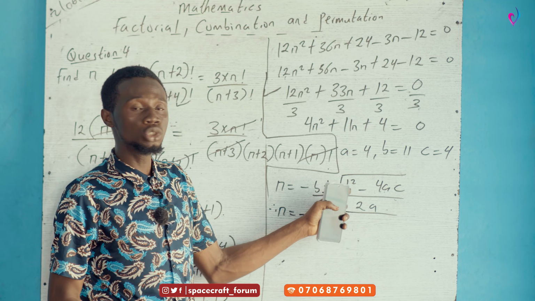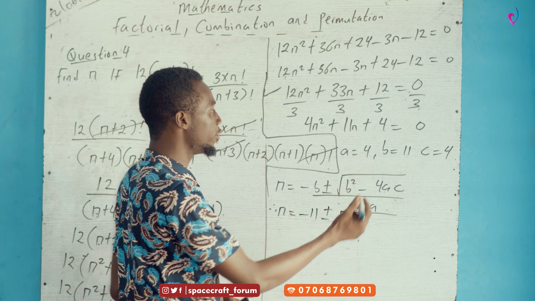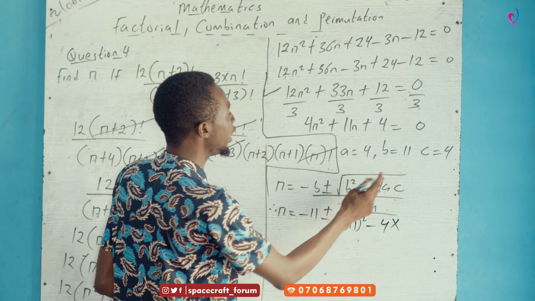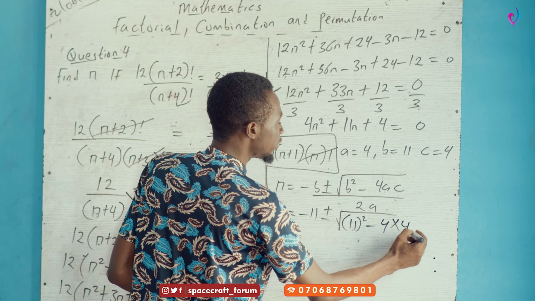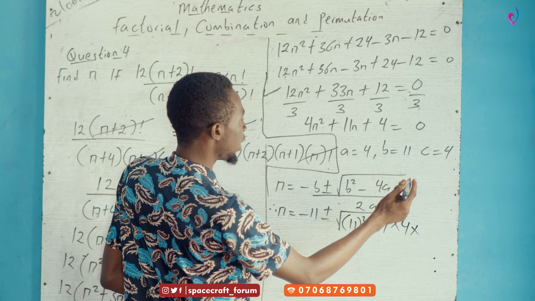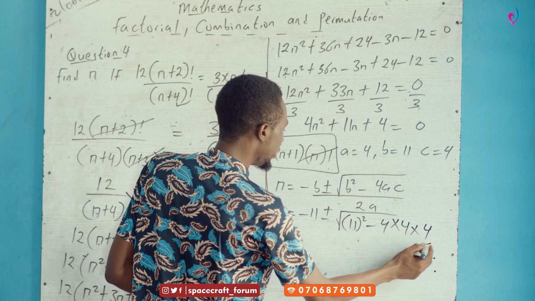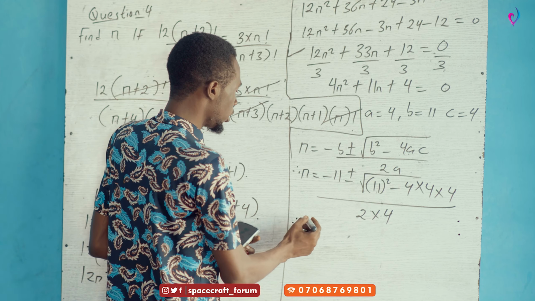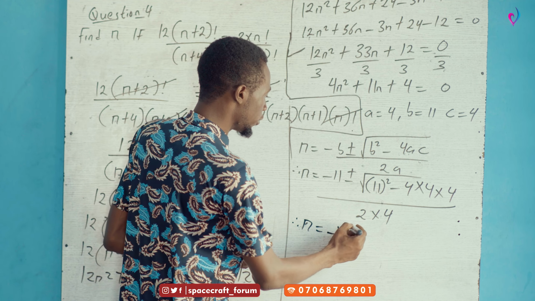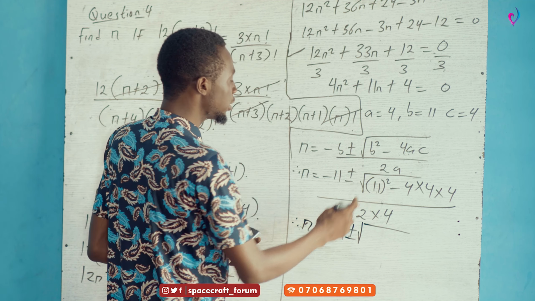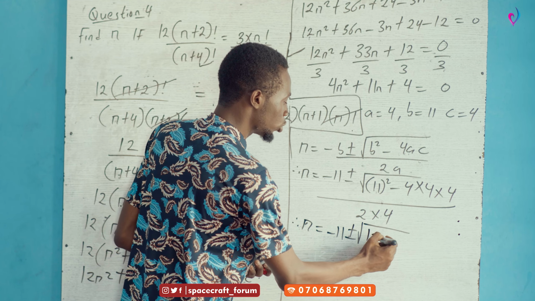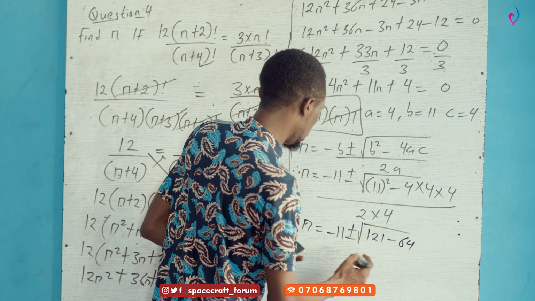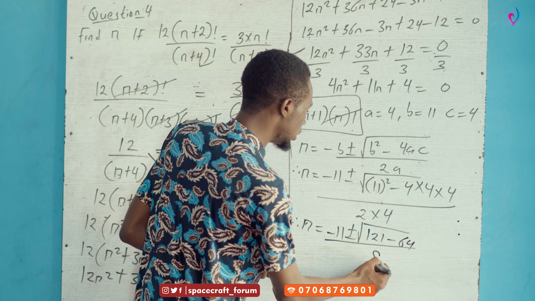The next one is what? b square. Now what is our b? Our b is 11. That is open bracket 11 all square minus 4 times a. What is our a? Our a is 4. So 4 times 4 times c. And what is our c? Our c is 4, divided by 2 times a, which is also what? 4. Therefore, n is equal to minus 11 plus or minus square root 11 times 11 is 121. So 121 minus 4 times 4 times 4, which is 64, divided by 2 times 4, which is 8.